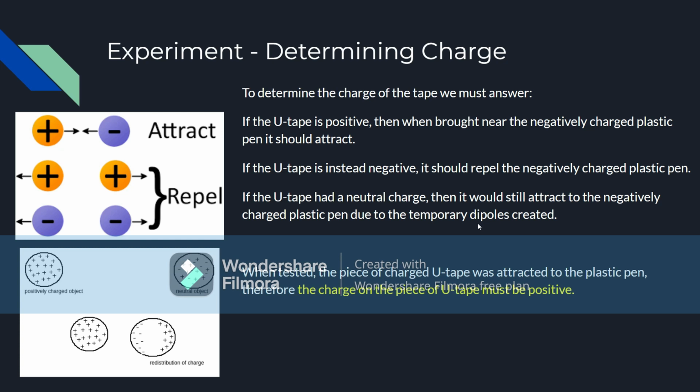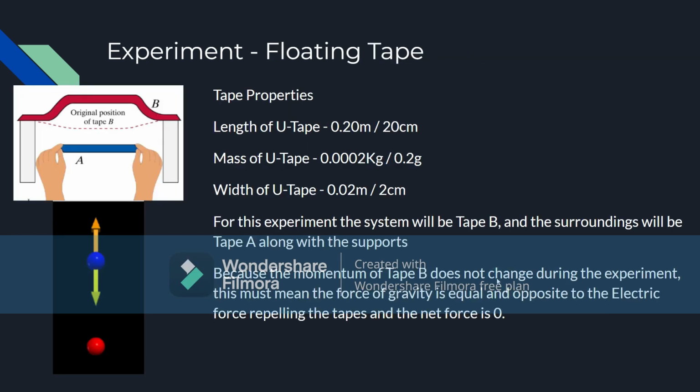Experiment determining charge. To determine the charge of the tape, we must answer: if the U-tape is positive, then when brought near the negatively charged plastic pen, it should attract. If the U-tape is negative, it should repel the negatively charged plastic pen, and if the U-tape is neutral, it would still be attracted to the negatively charged plastic pen due to the temporary dipoles created. When tested, the piece of charged U-tape was attracted to the plastic pen, therefore the charge on the piece of U-tape must be positive.